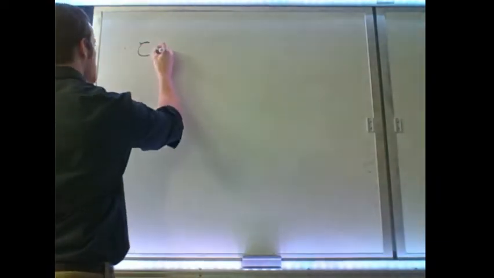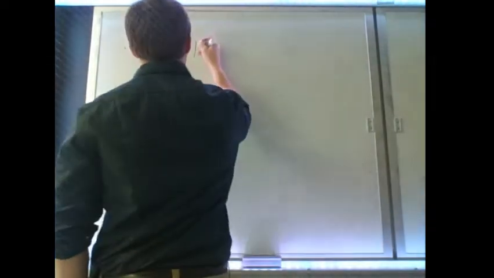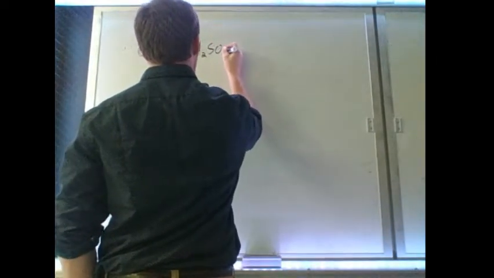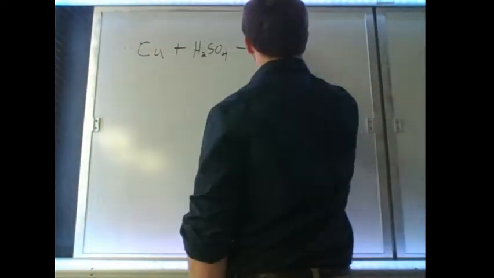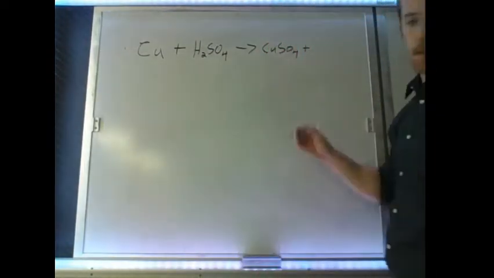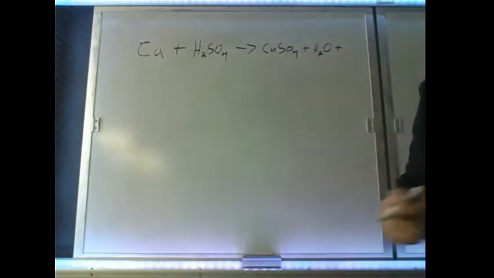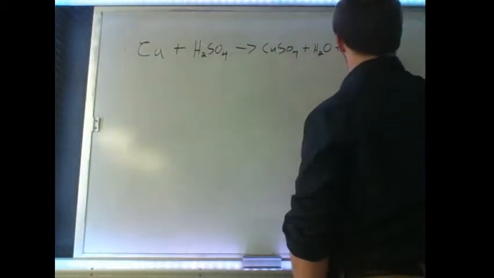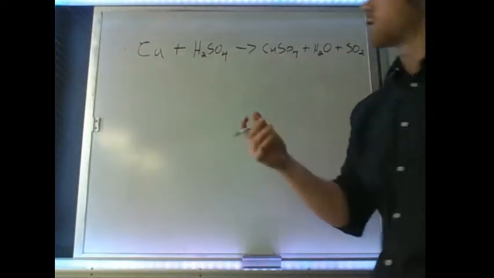Okay, example number 6, we have copper plus we are going to have our hydrogen sulfate, H2SO4, producing or yielding our copper sulfate, plus H2O plus SO2. So quite a dramatic change from side to side.